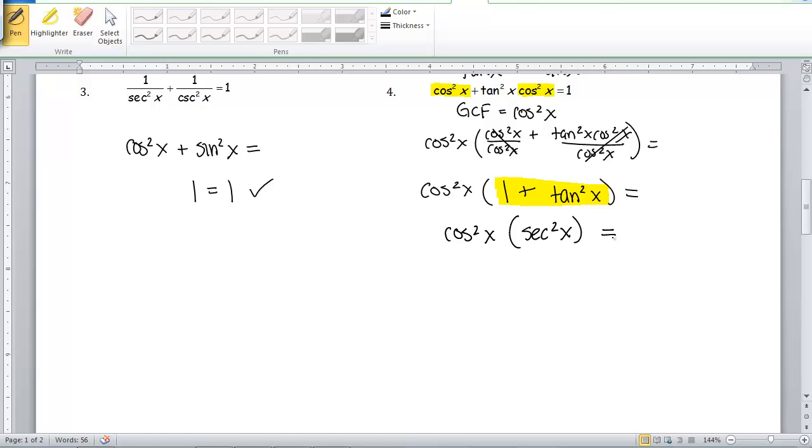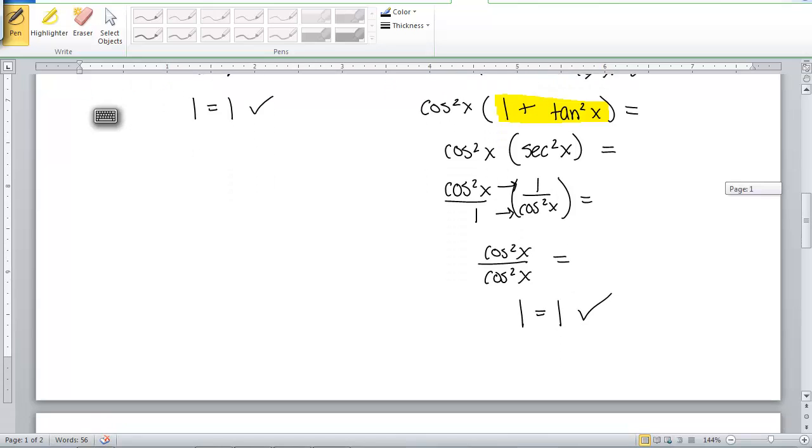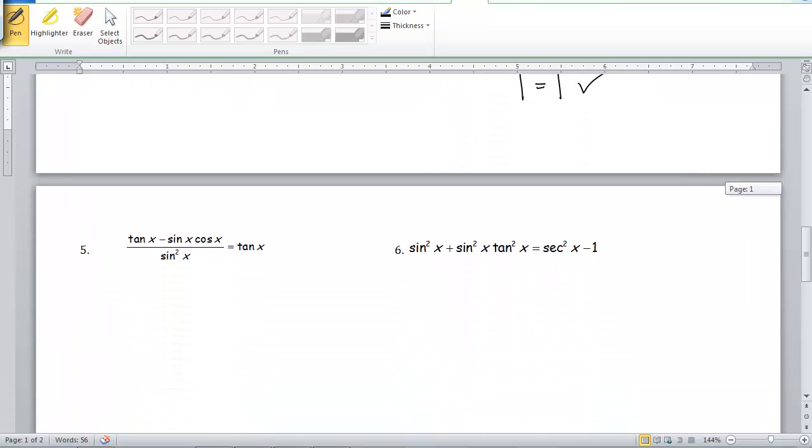Next, I notice that both cosine and secant are reciprocals of each other. And so if I change one of these to its reciprocal identity, when I multiply straight across, I get cosine squared divided by itself. And anything divided by itself is a value of 1. Let's now take a look at number 5 together.